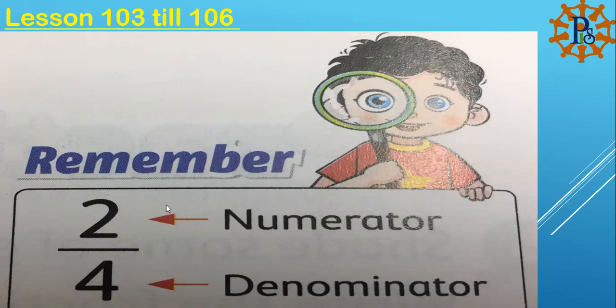Any number written in the top means numerator. Any number you will see here means numerator. Any number written down means denominator. So we have two new words, numerator and denominator. Any number you can see on the top, the place on the top, means numerator. Down, any number you see down means denominator. Let's see some examples for this information.